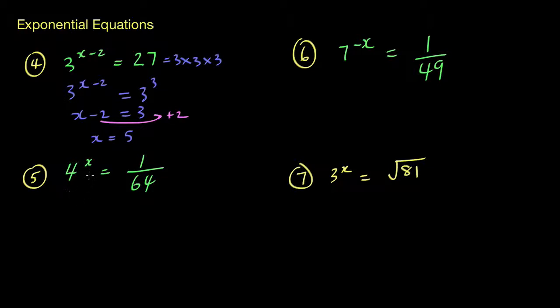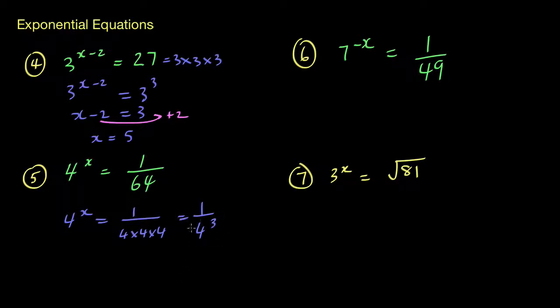Over here we've got 4 to the power of x is equal to 1 over 64, so we're looking for a base of 4 over here on the right. So 4 to the power of x is equal to 1 over, now how do we use 4 to make 64? You've got 4 times 4 times 4. 4 times 4 is 16, times 4 is 64. So that's 4 to the power of 3. So you've got 1 over 4 to the power of 3.